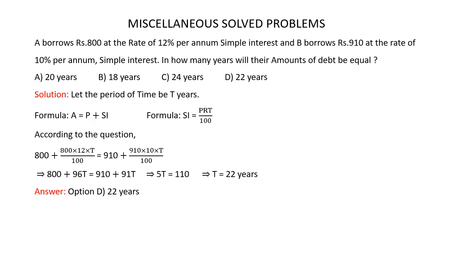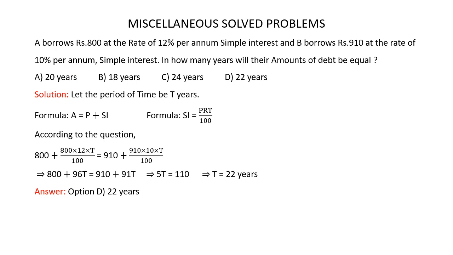Now it's given that A's principal is rupees 800 and B's principal is rupees 910. But we do not know what A's simple interest or B's simple interest is. This simple interest can be found using the formula SI is equal to PRT divided by 100. It's given in the question that the rate of interest for A is 12% per annum and B's rate of interest is 10% per annum.